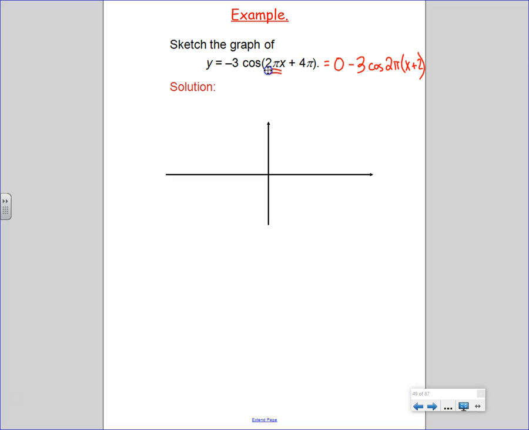I pulled the b, the number being multiplied by x, I pulled the b out. So now I can go ahead and label everything. I have d, I have a, I have b, and this must be c over b. That works.